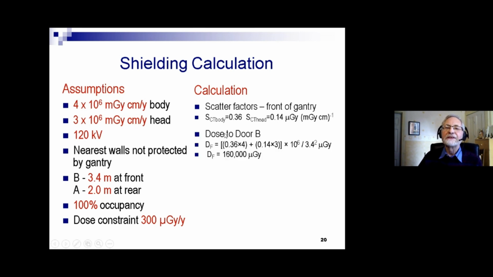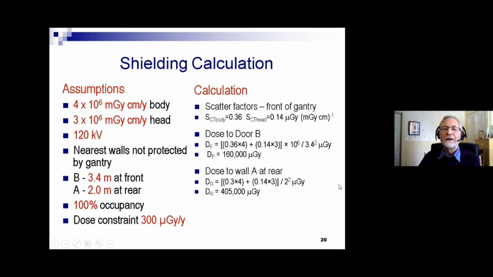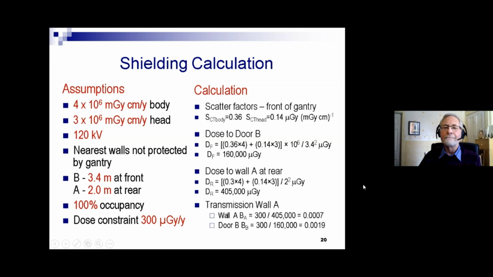And we can then calculate the dose at door B. So that is the body part and the head part, divided by the distance squared for the inverse square law. So that's the dose at the door. A similar calculation for the dose at wall A. Here the distance was 2 meters, so correcting for the inverse square law. So that's the dose there.